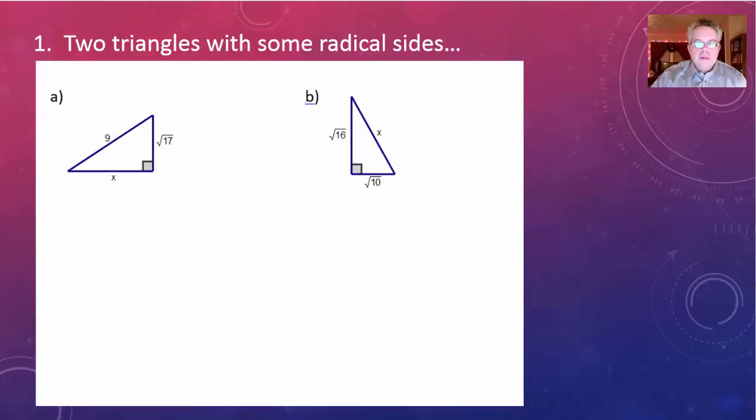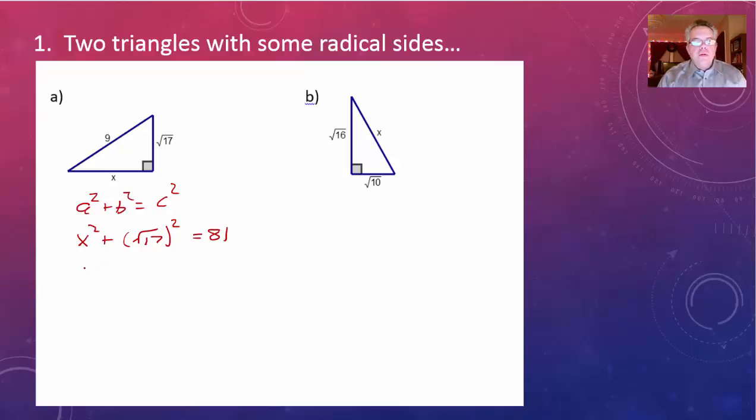Okay, the first triangle there is a right triangle, so we can apply the Pythagorean theorem. One side is a square root of 17, though, but this won't be a problem for us. Remember, a squared plus b squared equals c squared, where a and b are the legs of the right triangle and c is the hypotenuse. So in this figure, x and the square root of 17 are the lengths of the legs. So we have x squared plus the square root of 17 squared equals 9 squared, which is 81.